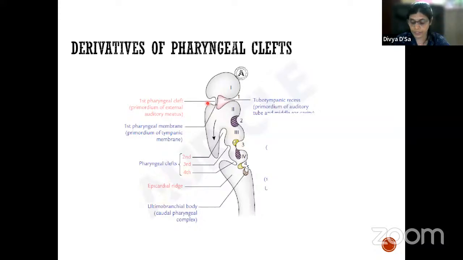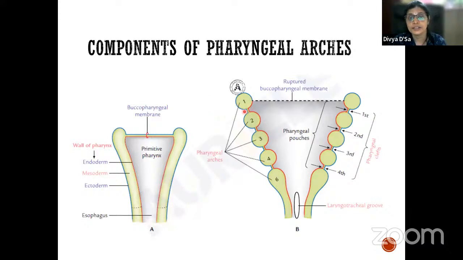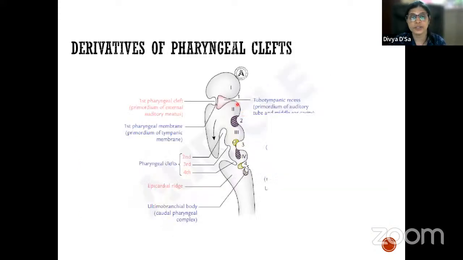But the cleft, that depression here, forms the external auditory meatus. So the external auditory meatus, or the external ear part where we have that passage, is formed by this. Right. And now what happens to the remaining clefts, the second, third, fourth clefts? Here we do not have anything, right? No other opening. So it has to close.